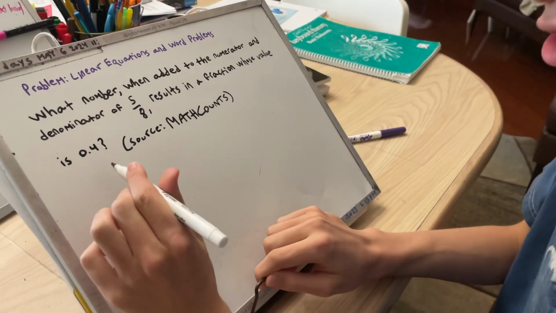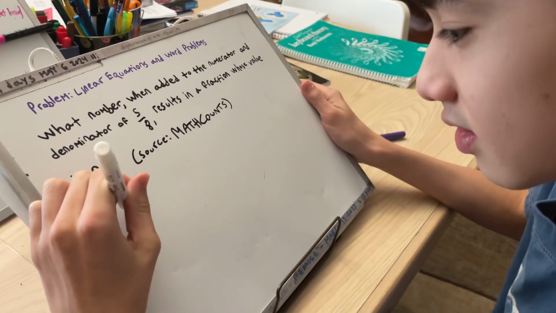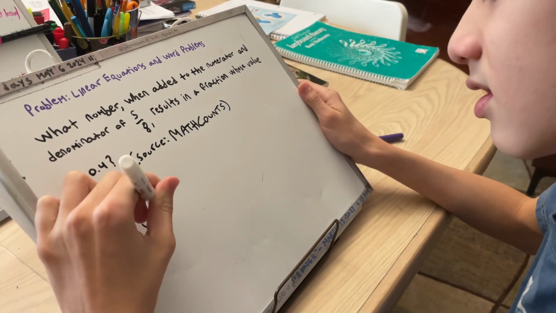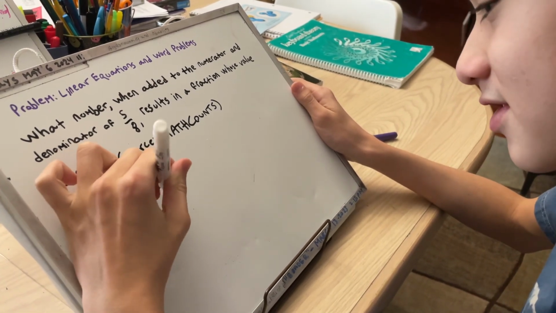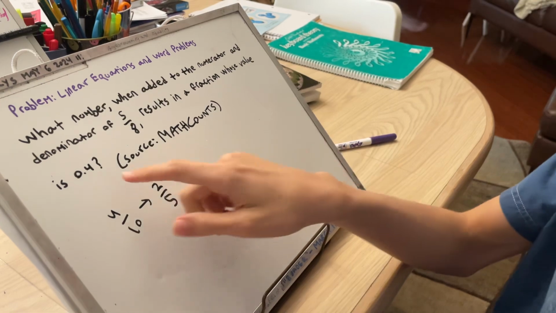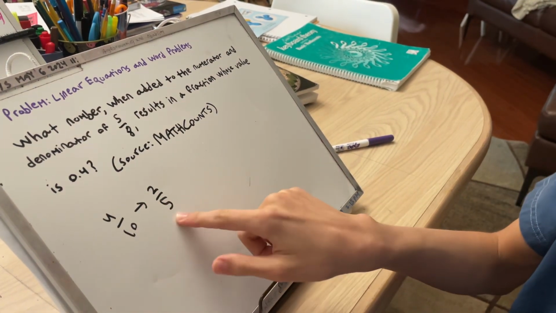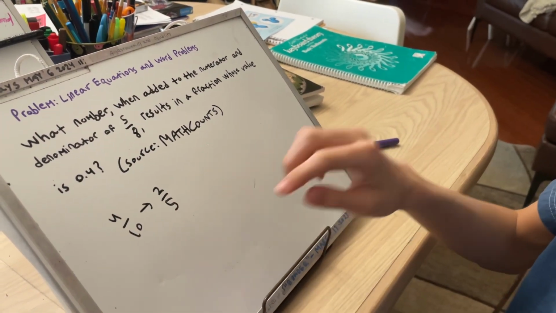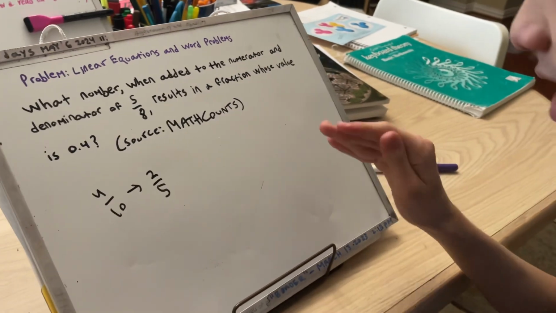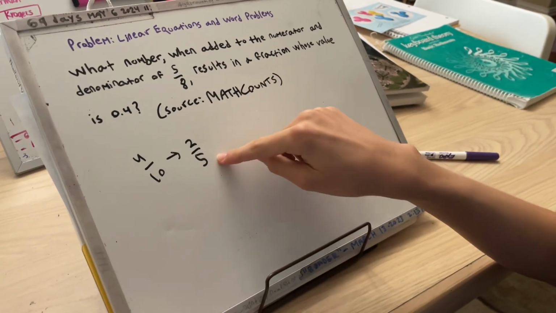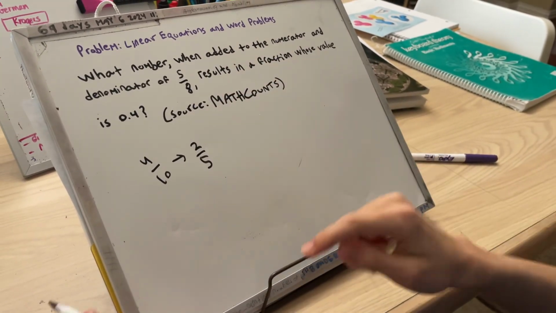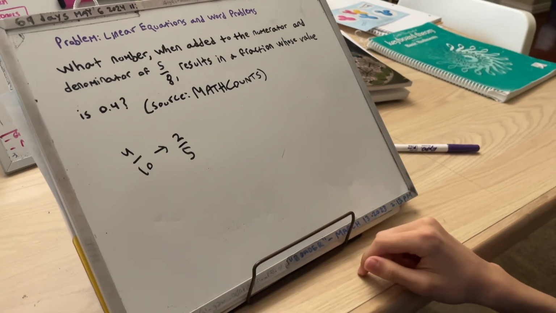This is easy enough here. 0.4 is the same as 4/10, which is the same as 2/5. So that's the value of this decimal here, 2/5. So now we have two fractions of the same type here, 2/5 and 5/8. That allows us to more easily solve this problem.